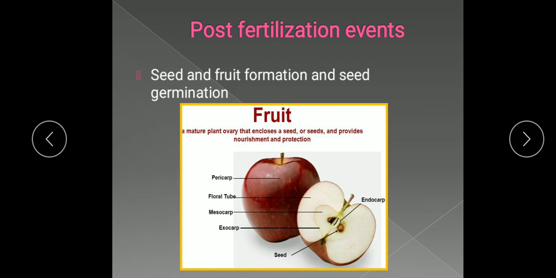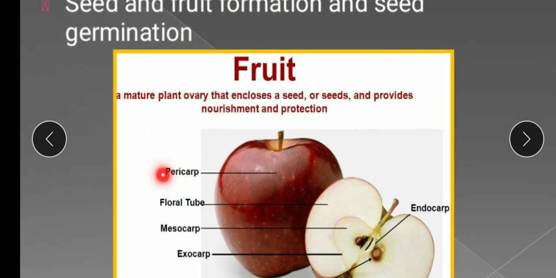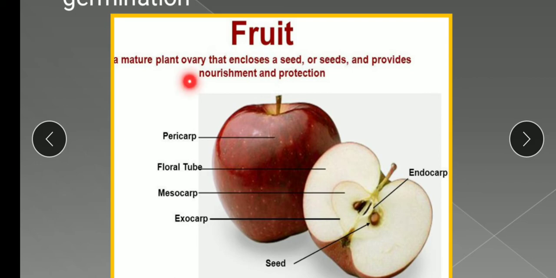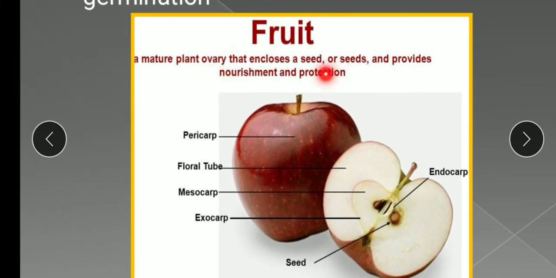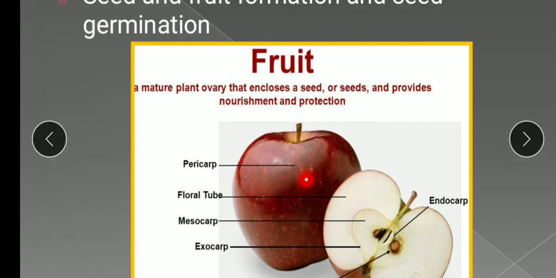As I said, the seed is formed by changes in the ovule. So after fertilization, the ovule forms the seed, and the ovary forms the fruit. In a fruit you will see a mature plant ovary that encloses a seed, or maybe many seeds, and provides nourishment and protection. So this is a fruit you will see.